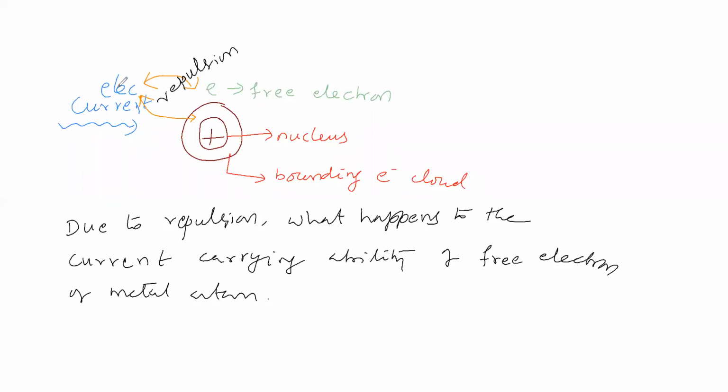Now, when this electron comes for collision with this free electron, this bounding electron cloud repels this electron. Due to repulsion, what happens to its tendency to make collision on this free electron? You think it. Due to this repulsion, in the collision between this current electron and free electron, what happens? Is the tendency varying or not varying? What do you think?